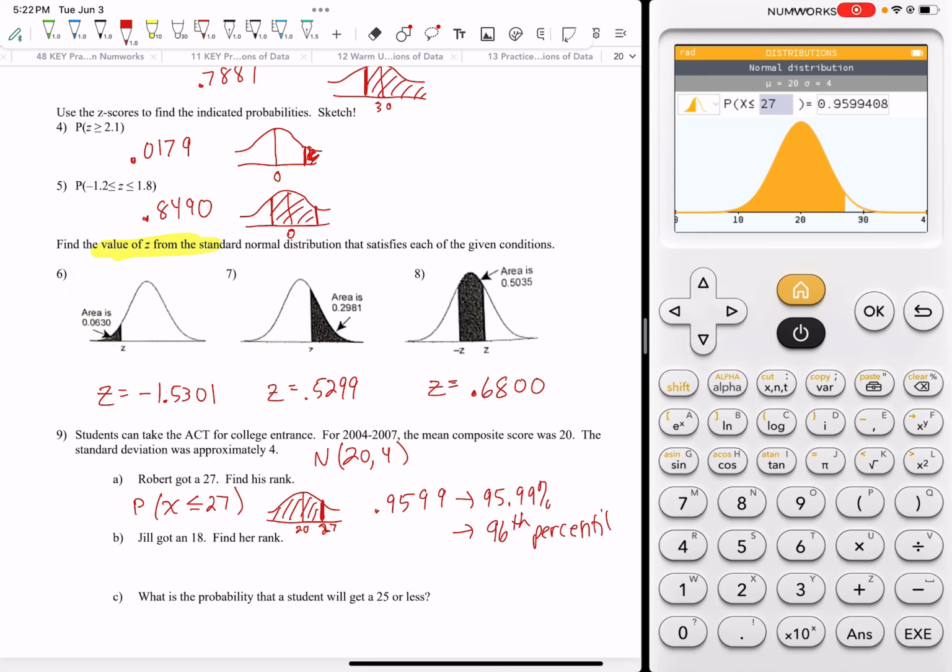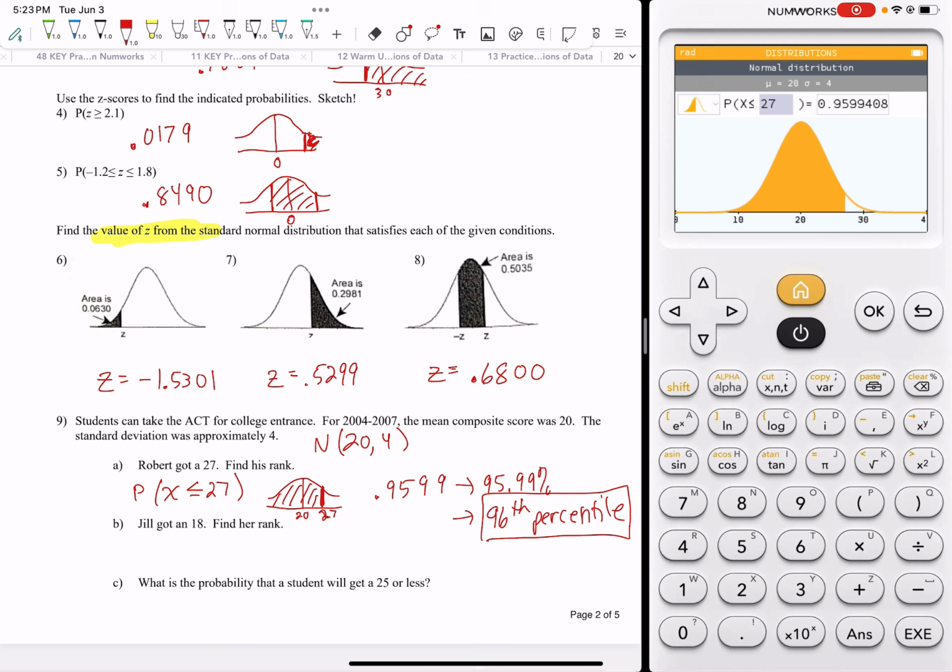That is his rank. Okay, so this is the answer. So if you're looking for a percentile or a rank, it's the same thing. That grade that they get is the upper boundary, okay? And then you find the probability, turn it into your percent, which we then round to the percentile, okay?